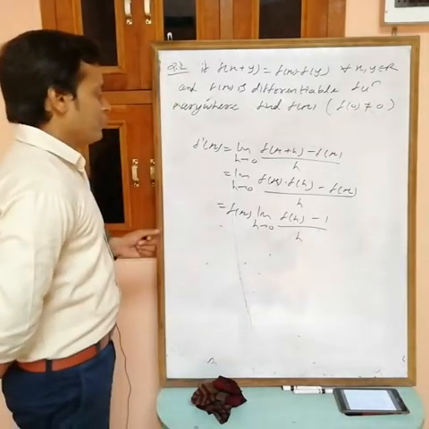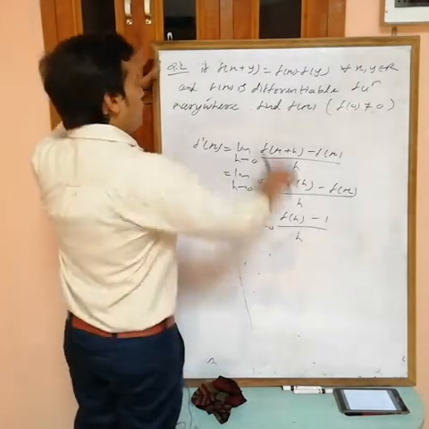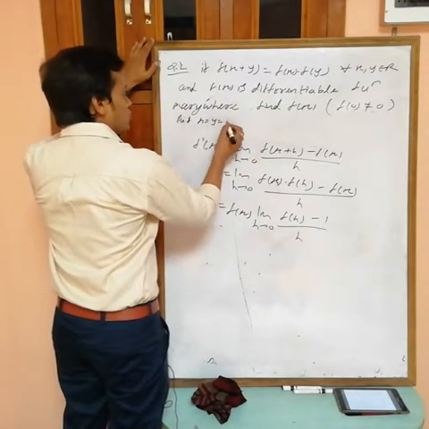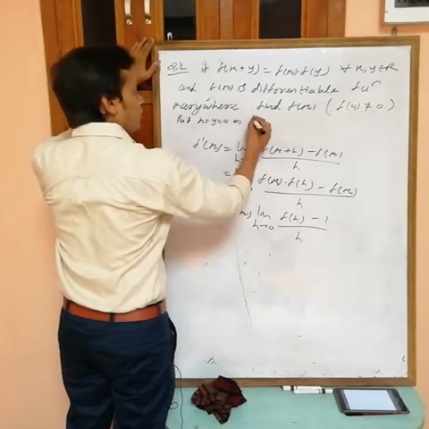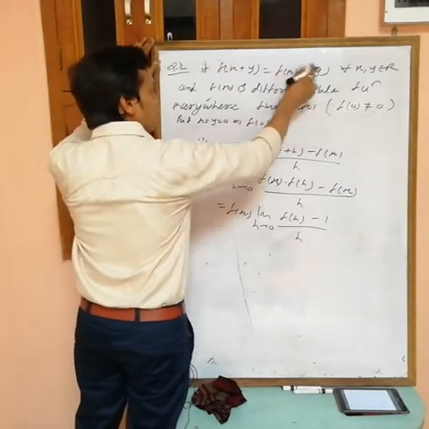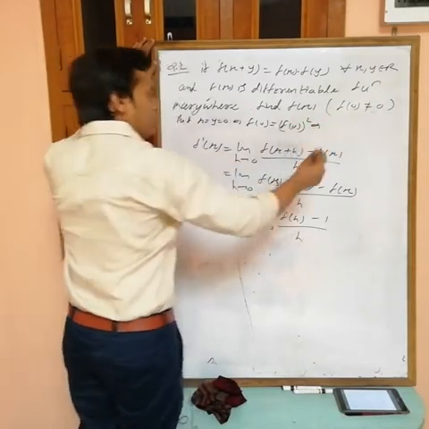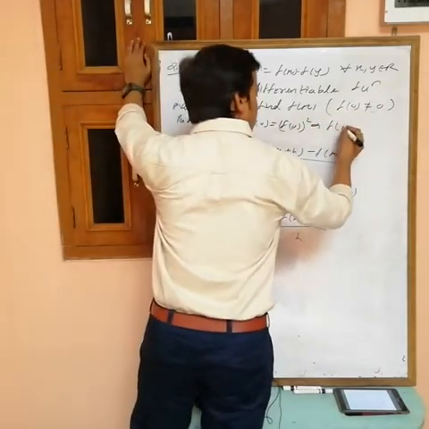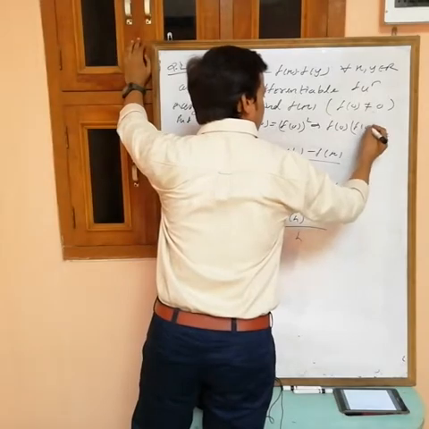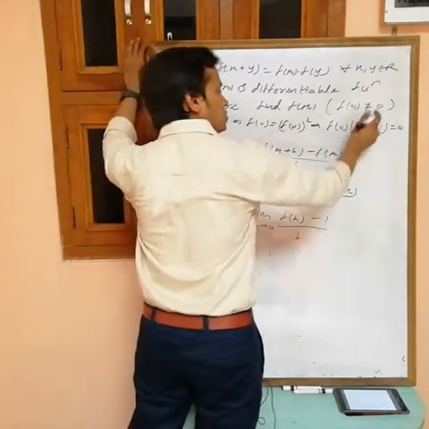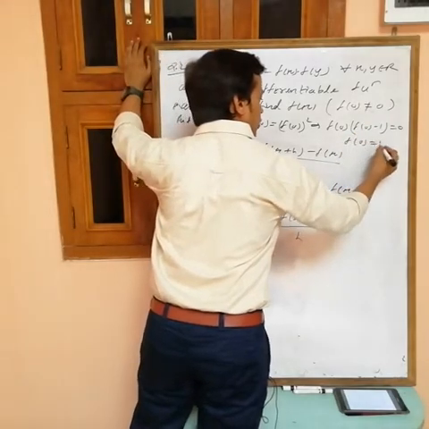Okay, so what do you want, the value of f(0). How to find it? Put x and y both equal to 0. Then what will you get? Here you will get f(0) equals f(0) into f(0), f(0) squared. If you take f(0) to this side, I can take f(0) common, and you get f(0) minus 1 equals 0. Now f(0) can't be equal to 0, so f(0) equals 1.